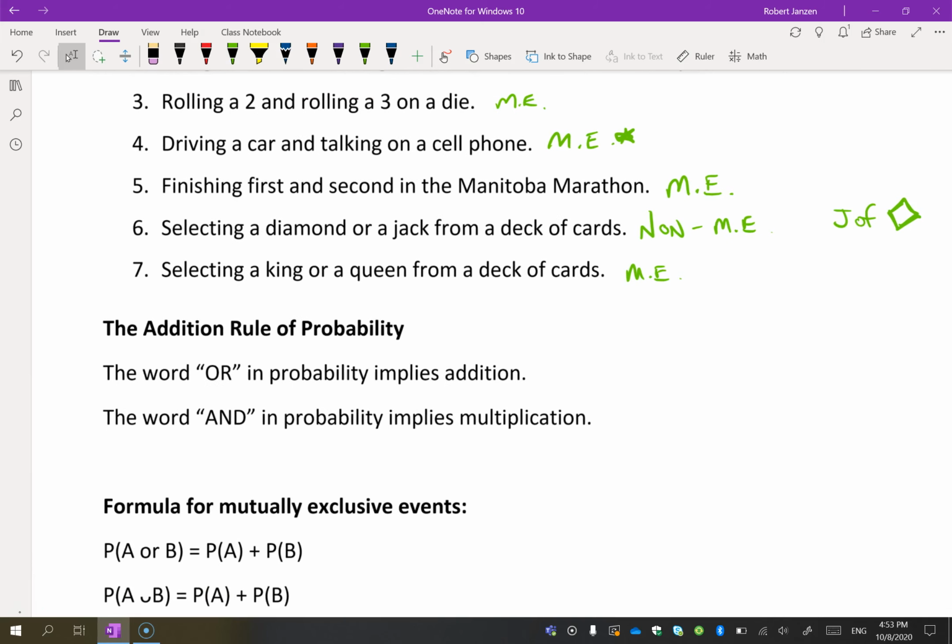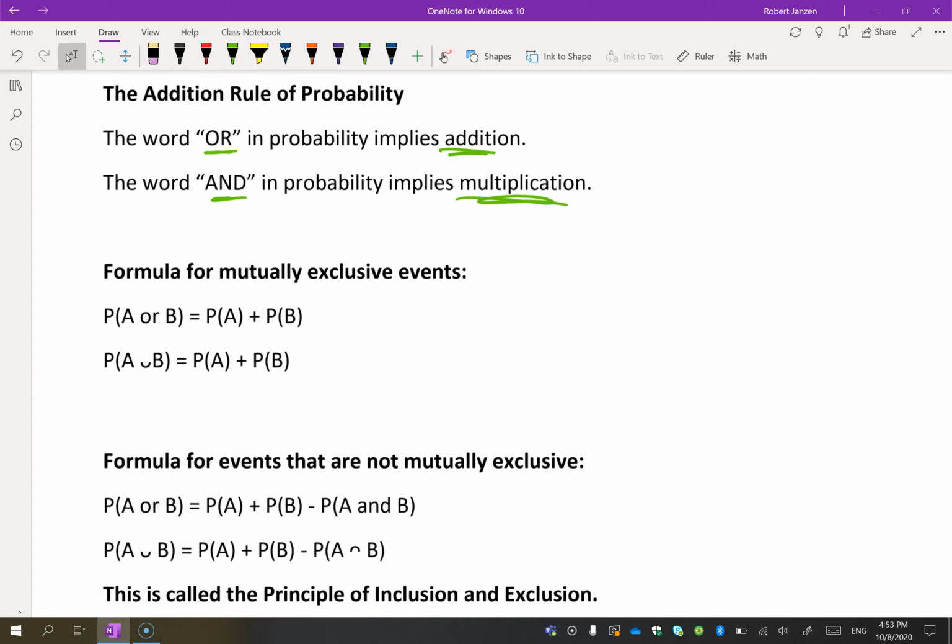So I think you know this, the addition rule of probability. If there's or, that means addition. So or is addition, and means multiply. Okay? The formula for mutually exclusive events, the probability of A or B, we add the two probabilities. The probability of, and this is just another way of writing it. This is or.